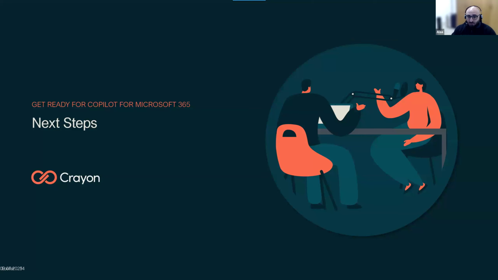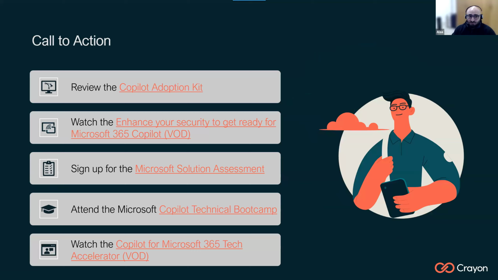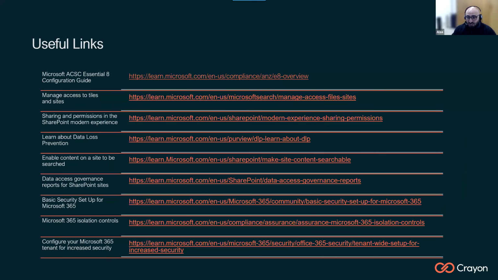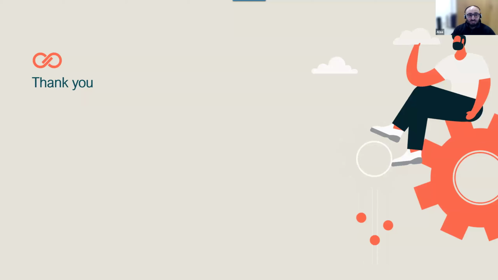Moving to the next step, this is a call to action. You can look at the Copilot Adoption Kit. You can enhance your security. You can watch the enhanced security and get ready for Microsoft Copilot webinar. You can sign up for Microsoft Solution Assessment, and there are technical boot camps available, and more. These are useful links for security purposes to help you with a more secure experience with Copilot. They will be shared with you, and that will take us to the next step.